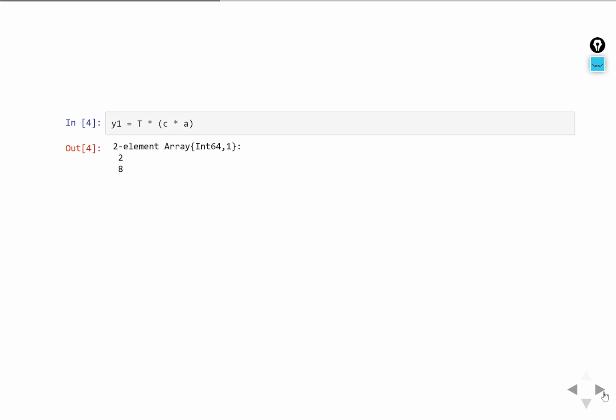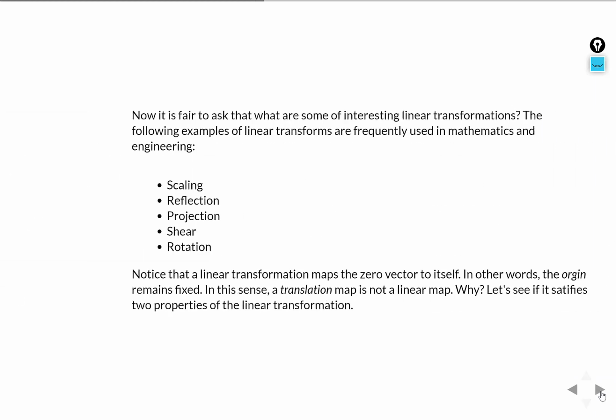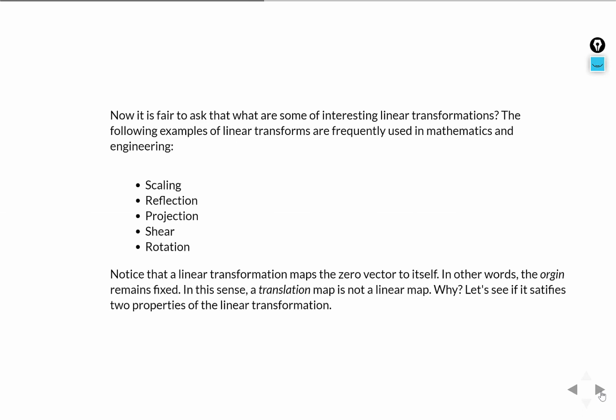Now let's check the second property. We multiply A by C and then apply T. Next, we apply T first and then multiply the output by C, and we get the same result. Some examples of linear transformations are scaling, reflection, projection, shear, and rotation.